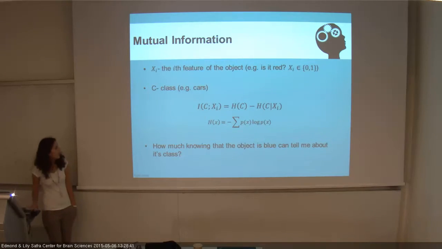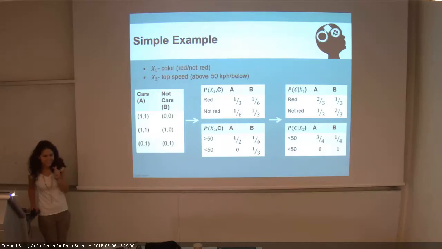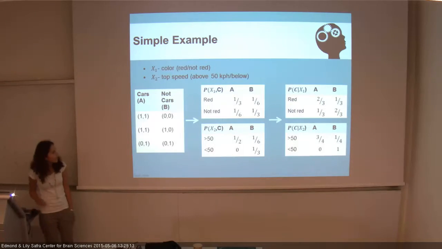Actually, as an example, so it will be clear to all of you, because I figured not all of you know. These are a group of images. You can see there are cows and non-cows. The features we know about them are the color and the top speed. So is it red or not red, and can it get above 50 kilometers per hour or can't it? These are the features of each image, and from the frequencies we can get the probabilities, the joint probabilities of an object possessing a certain feature and belonging to a certain class.